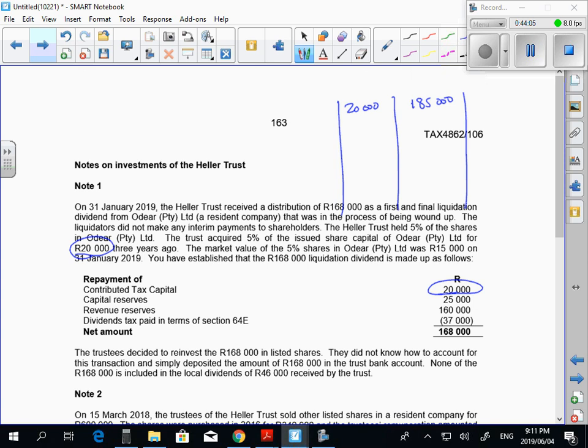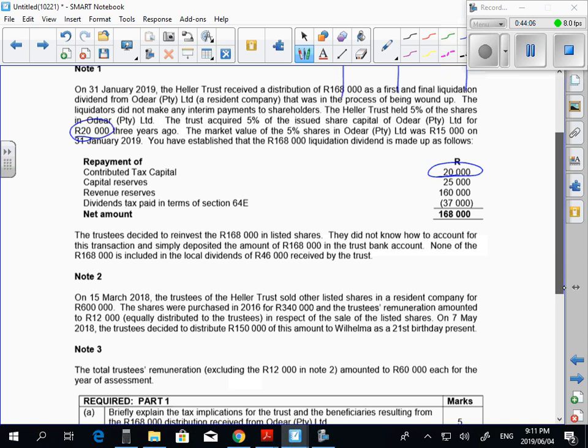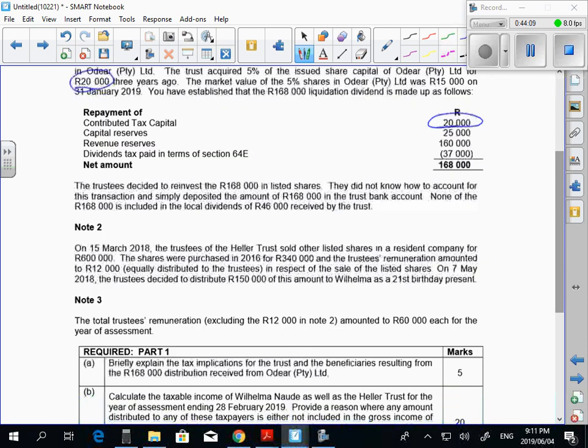Carrying on. So that's not difficult, huh? You guys see what I just did? I just created a column for the liquidation in the middle of the trust.